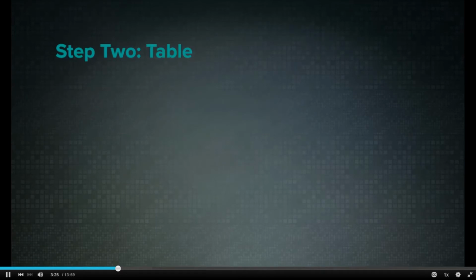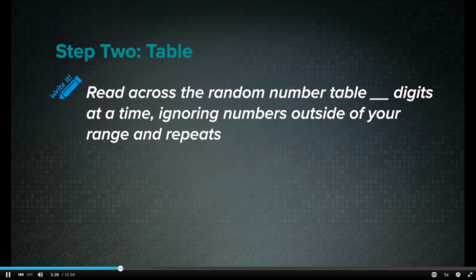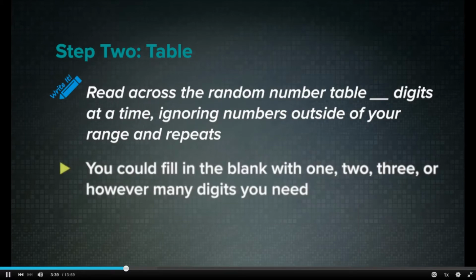Now, let's go to the second step, table. In your flipbook, you'll want to write down, read across the random number table, blank digits at a time, ignoring numbers outside of your range and repeats. You could fill in the blank with 1, 2, 3, or however many digits you need.